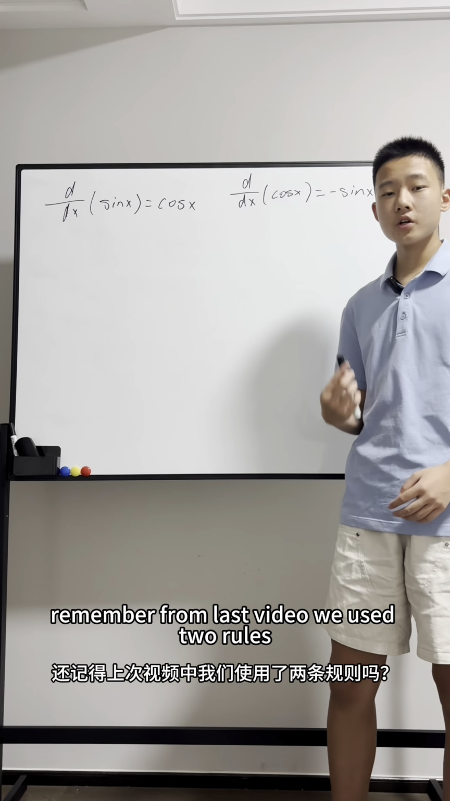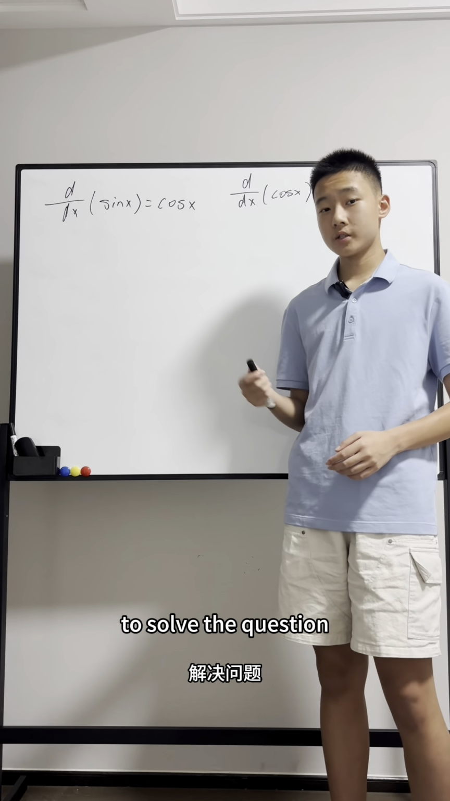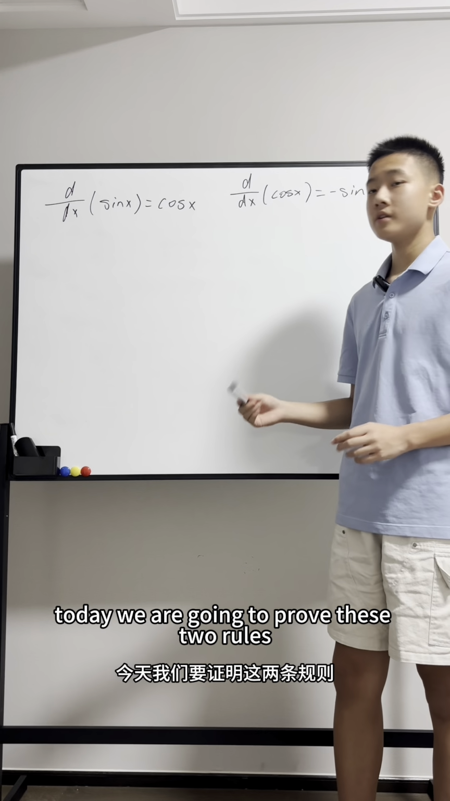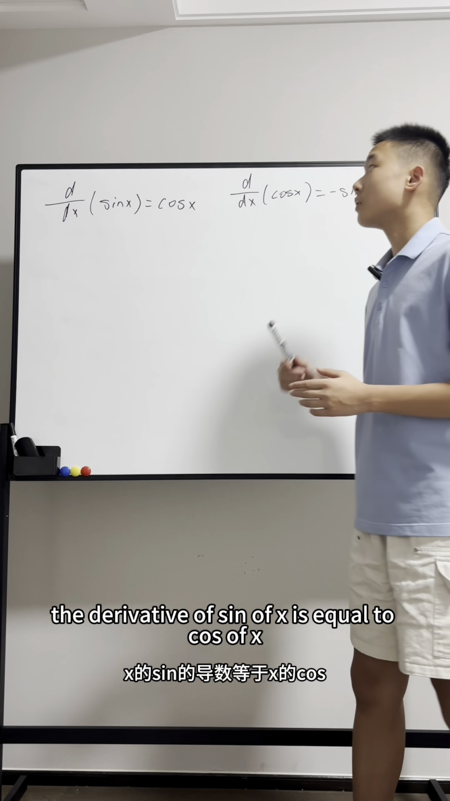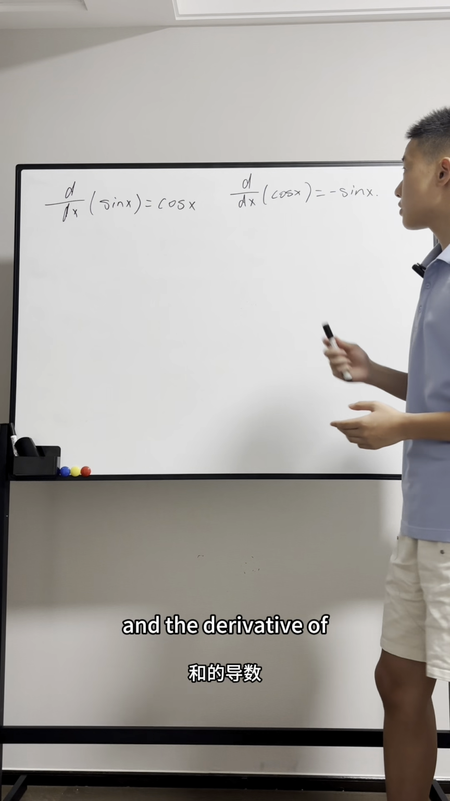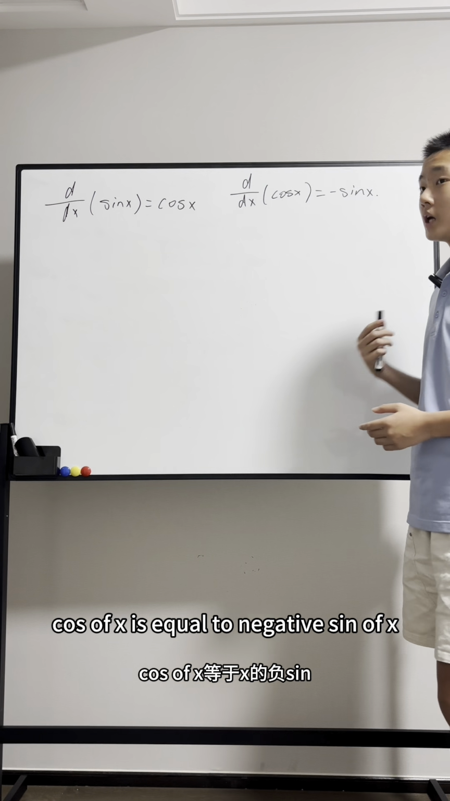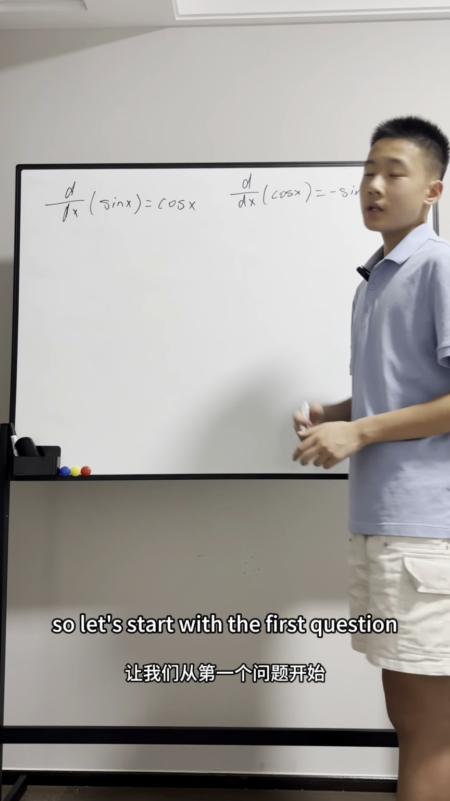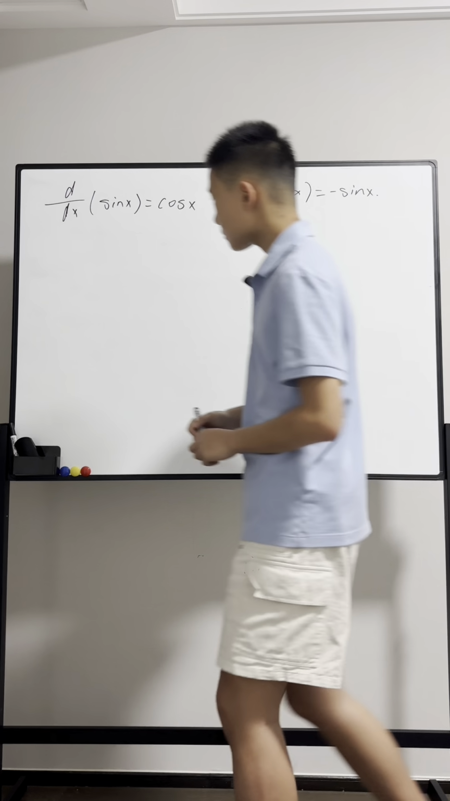Remember from last video, we used two rules to solve the question. Today we are going to prove these two rules, which are: the derivative of sine of x is equal to cosine of x, and the derivative of cosine of x is equal to negative sine of x. So let's start with the first one.